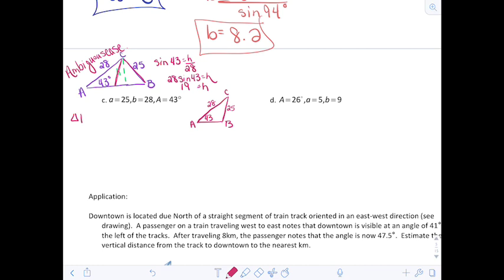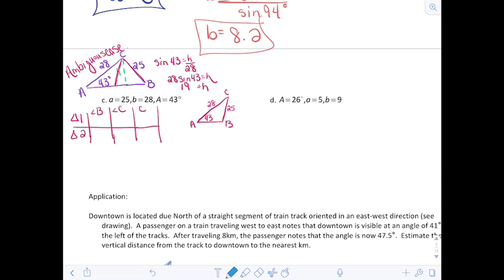As I solve this, I'm going to make a little chart. I have triangle 1 to solve for, and I have triangle 2 to solve for. Both of them need an angle B, an angle C, and a side C. And that's what I need to get to solve this problem.